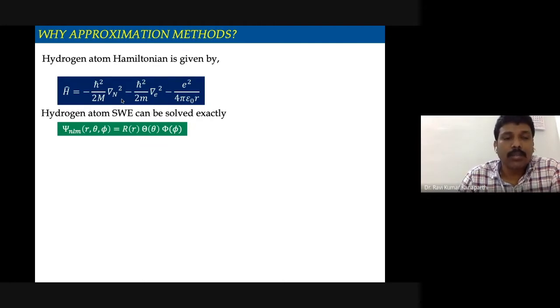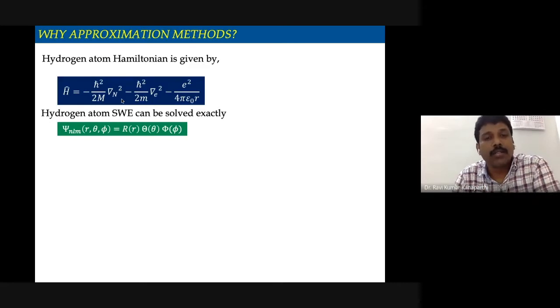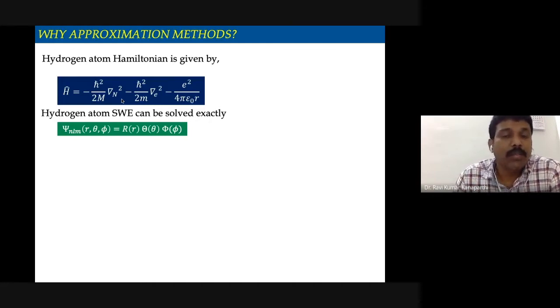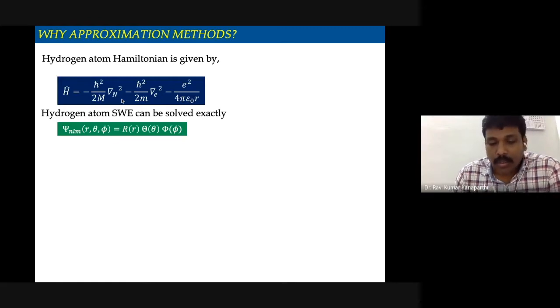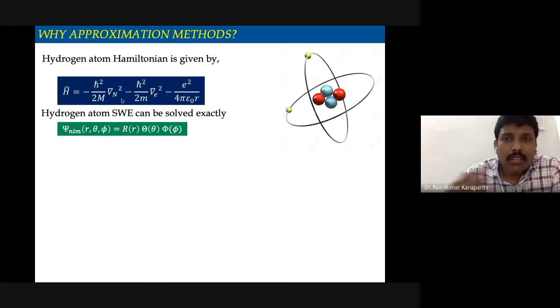We got a set of solutions: the radial solution and the angle dependent solutions, which are spherical harmonics. Both are present in the final solution of the hydrogen atom, right? And the amount of pain that we have taken is quite huge. Just imagine, suppose you have the next simplest atom, that is helium.